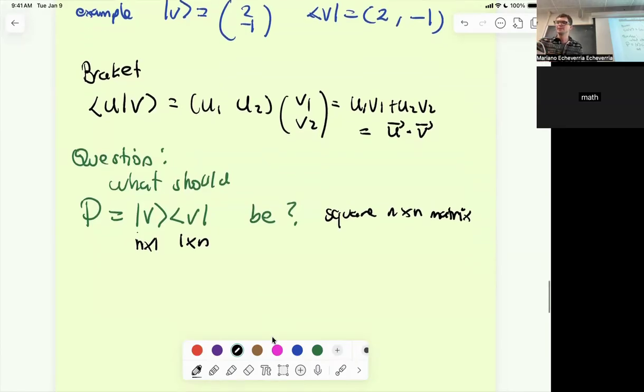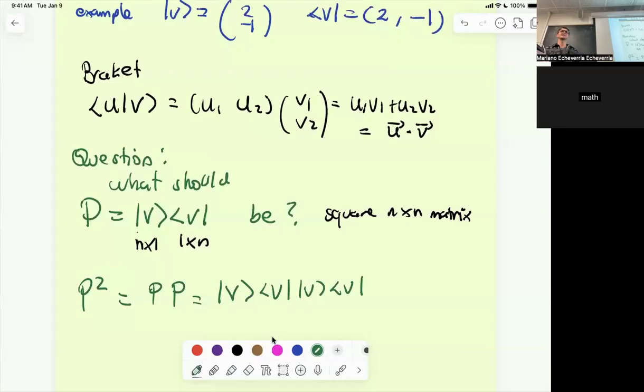Okay. So what is p squared? P squared should be p times p, right? And this would be, just copy paste the. Is that making sense? Like that's what happens if you copy paste this, right? But now these two are next to one another. So you just merge them into the bracket, right?